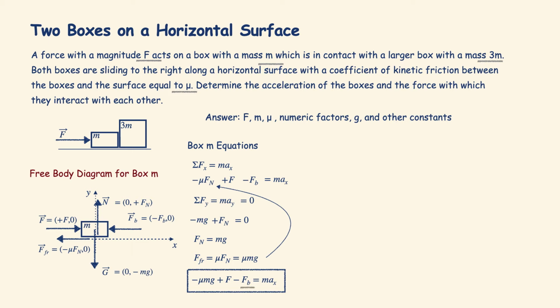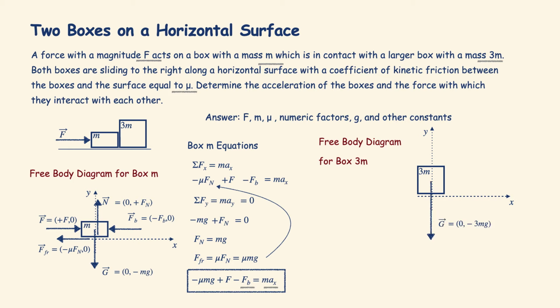I still have two unknowns, the force with which the two boxes interact and the x component of the acceleration of the box M. So I need to do more to get at least one more equation. And that second equation will come from the free body diagram for the box with mass 3m. Here's my larger box 3m with the coordinate system x and y, the gravitational force pointing downwards with components 0 and minus 3mg. Notice because the mass here is 3m, the gravitational force will have for its y component a larger value.